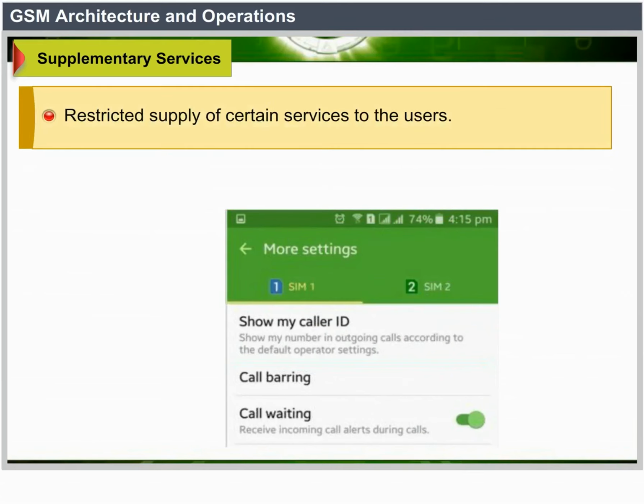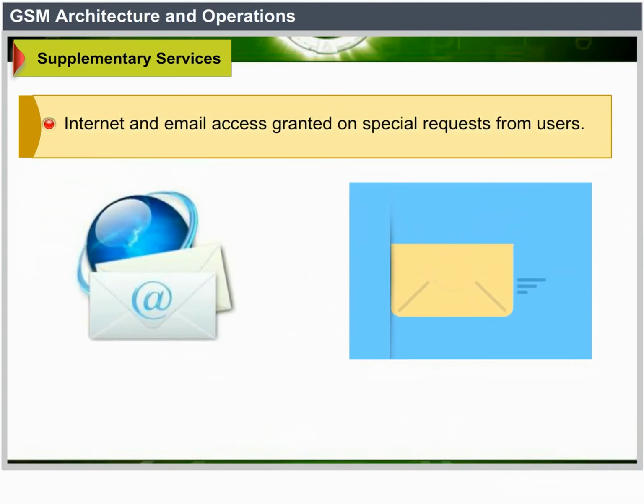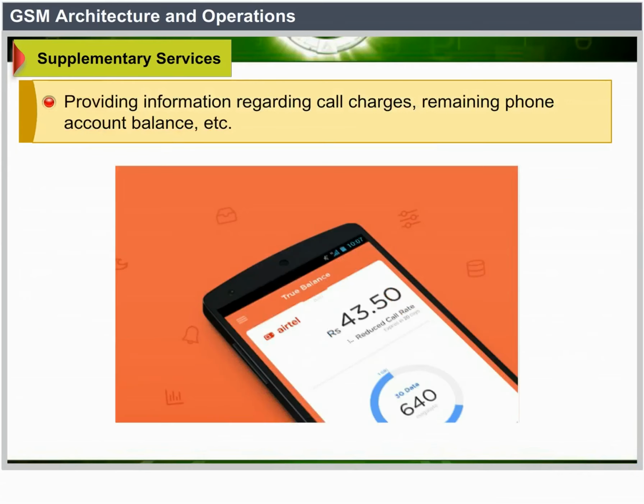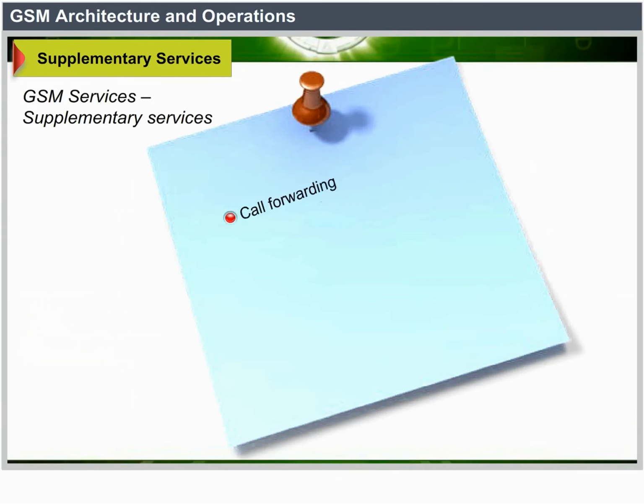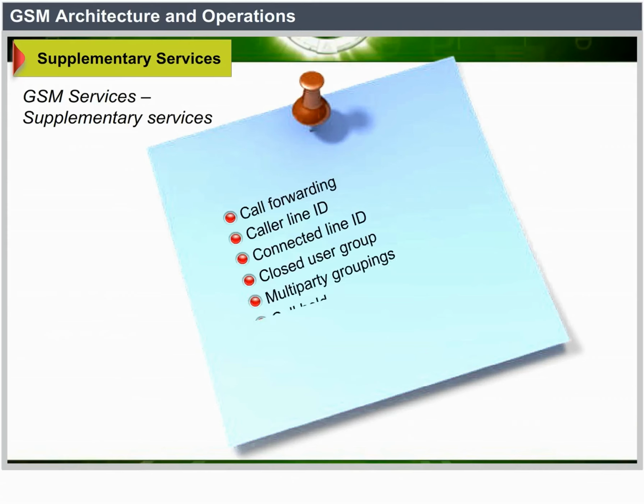Restricted provisioning of certain services to the users. Internet and email access granted on special request from users. Providing information regarding call charges, remaining phone account balance, etc. GSM services, supplementary services.